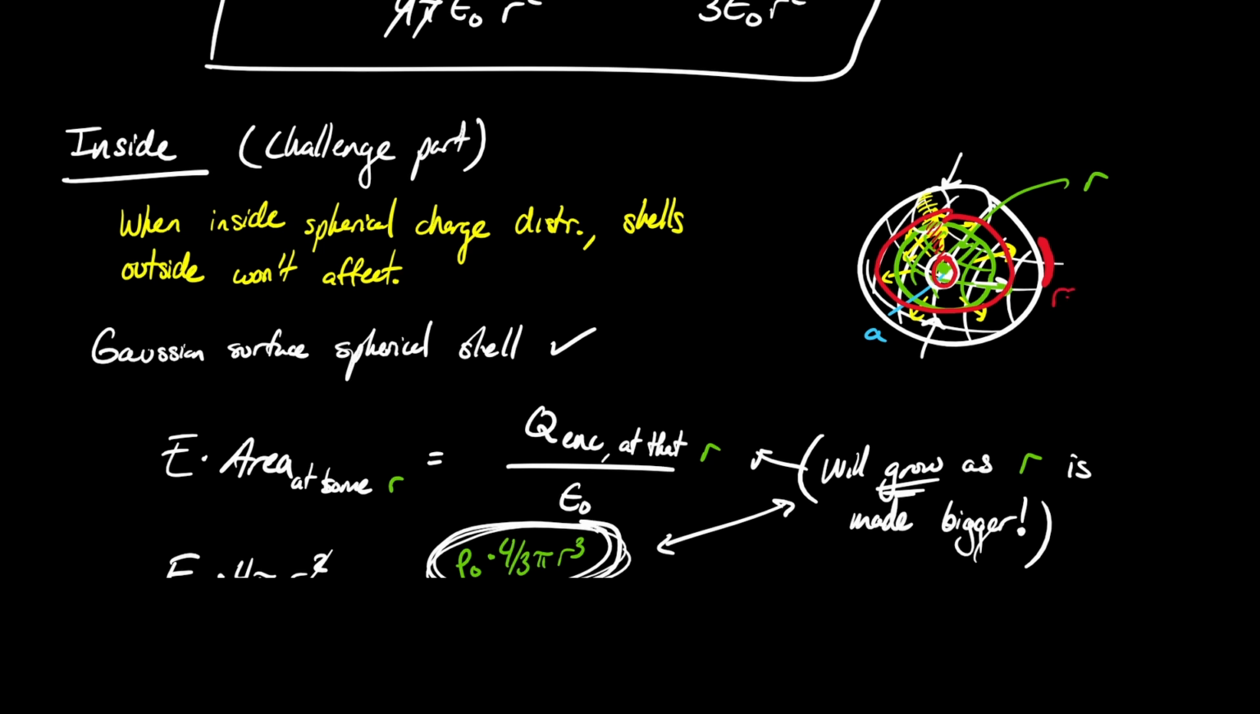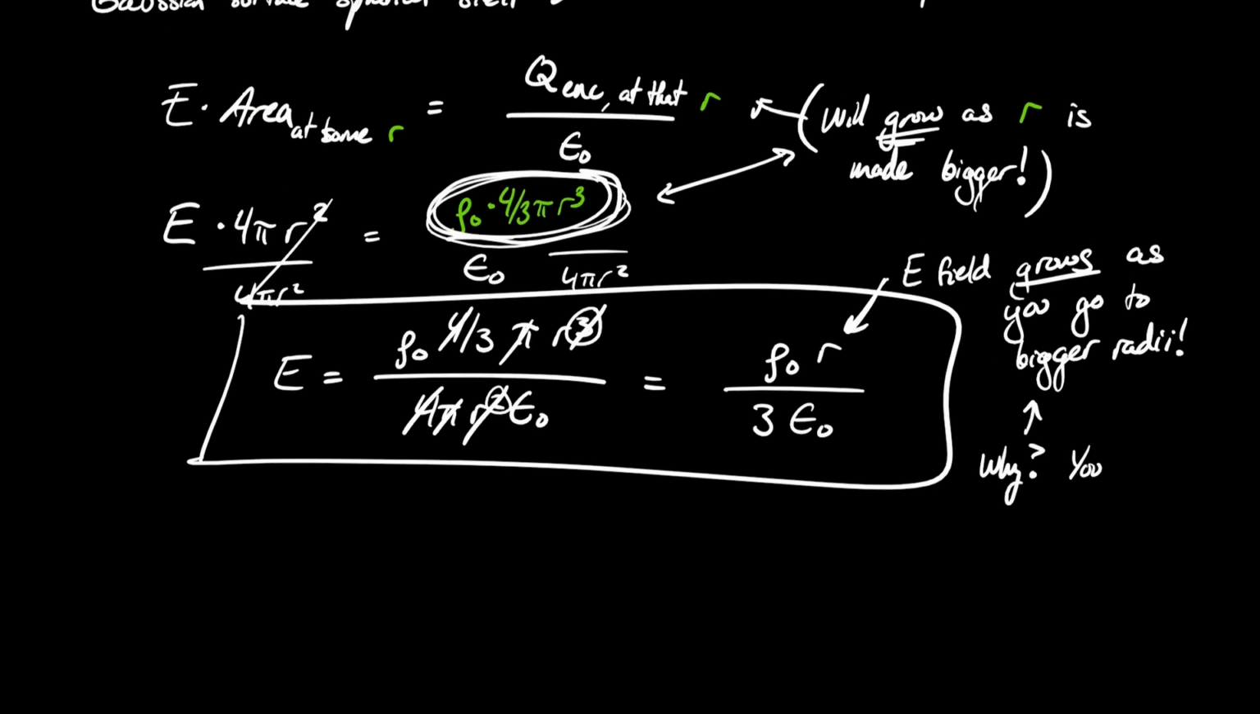Until you hit r equals a. At that point, you're outside the surface, and as you get further away, you don't have more shells pushing on you. So once your radius reaches here, the E field will start falling off again, like you're used to. Okay, perfect. And one more time, if you want to specify the direction, you can put an r hat on there.